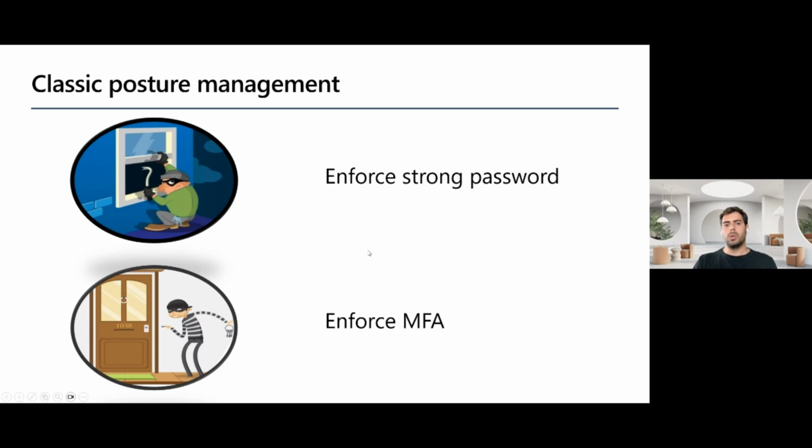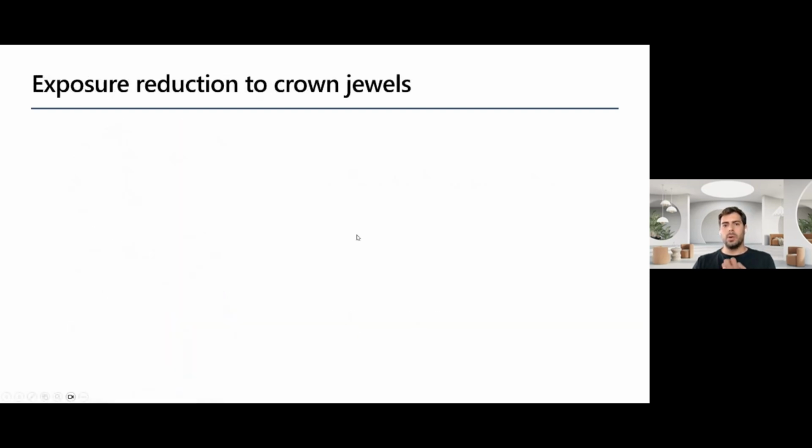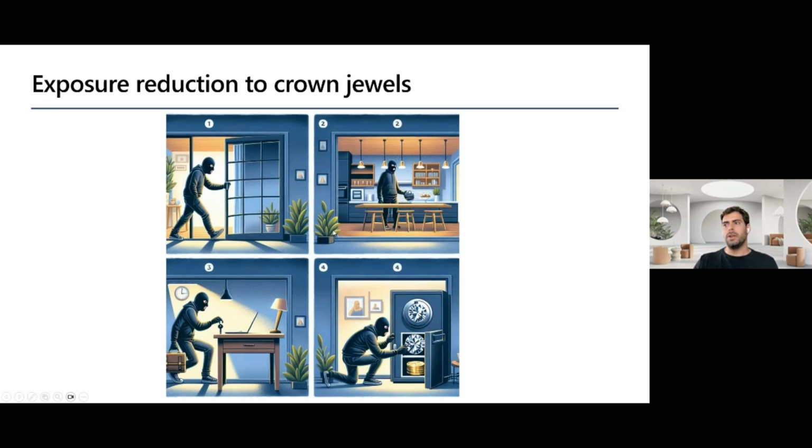But when we talk about exposure reduction to those crown jewels of the organization, each organization will see different attack paths in their environment, tailored to their environment, based on these crown jewels that are defined, and I will expand on that soon. But first, I wish to again use the analogy of a house to describe the notion of how it works.